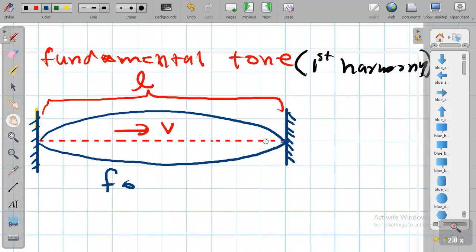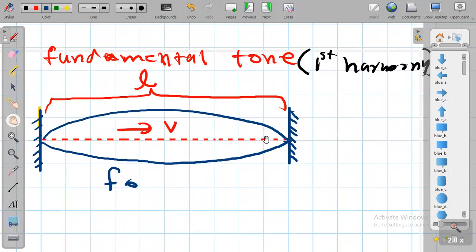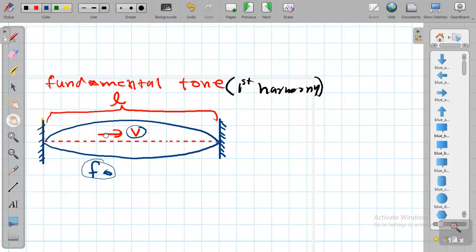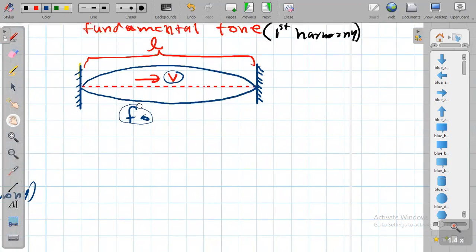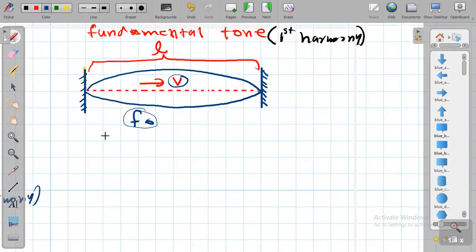Okay, very important thing: fundamental tone. It's like plucking a guitar string with its natural frequency. The speed of sound in the string is v, and the fundamental tone depends on the length L. Let me explain in a very simple manner. Look at v equals f lambda, which is my equation. In this one, L equals lambda over 2, so lambda equals 2L.